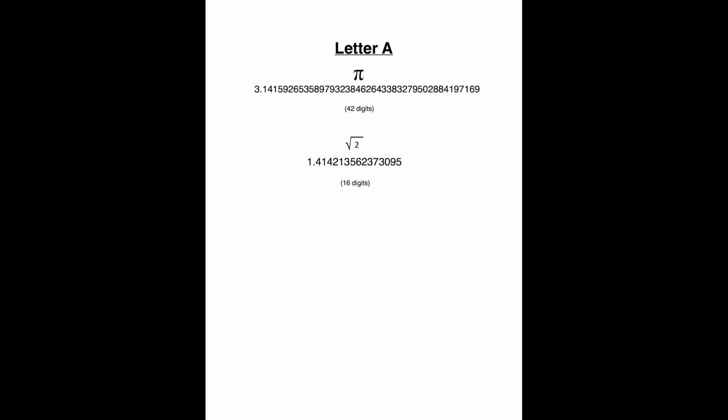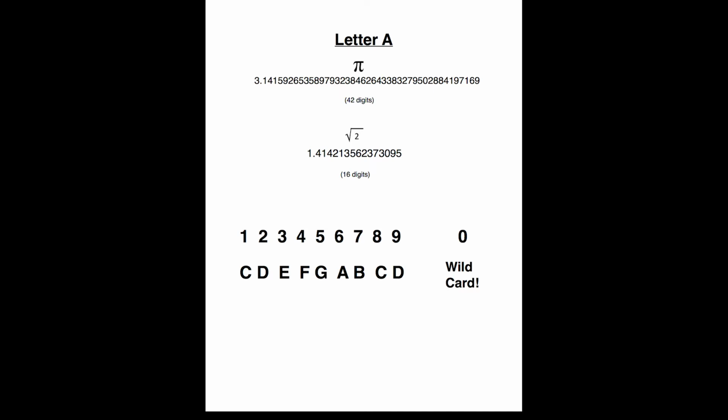Okay, so the next section, letter A, I use pi. I use 42 digits of pi, and I use 16 digits of the square root of 2. Now for the melody, I used it the same as before. I just let each note represent a number, and then I picked the numbers from pi, and that gave me the melody.